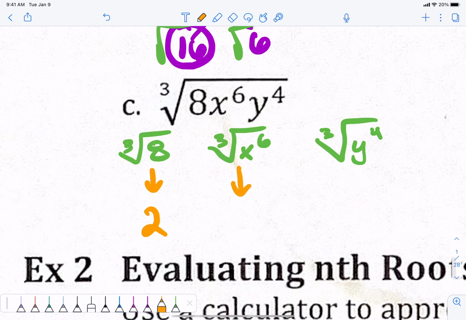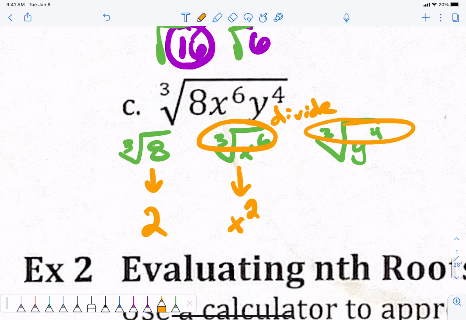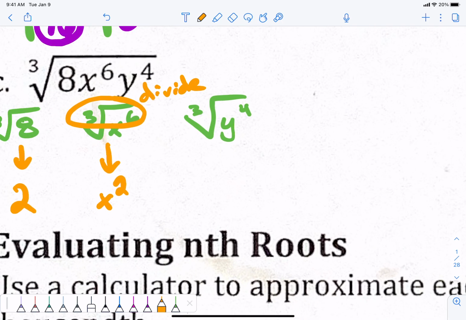This is saying, what do you take times itself 3 times to get x to the 6th? That's x squared, okay? When you are doing exponents, you are dividing. What is 6 divided by 3? 2, x squared, right? You're dividing. Now, does 4 divide 3 nicely? No. So this is one that you have to break down into pieces, okay?